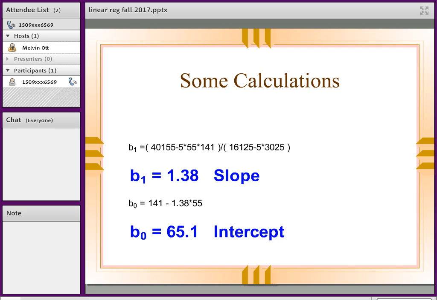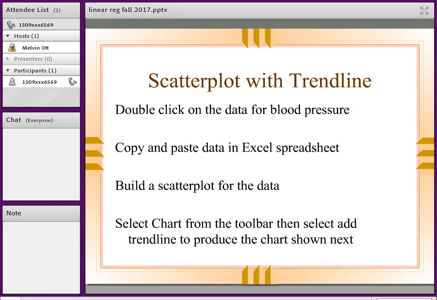So that gives me everything I need right there to determine that line of best fit. But I still haven't done anything to test it to see if it's really significant. And so here's just a little instruction there.